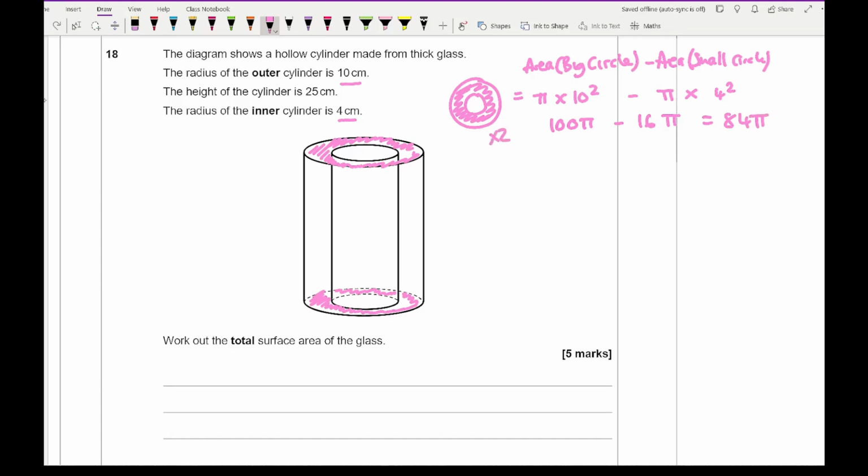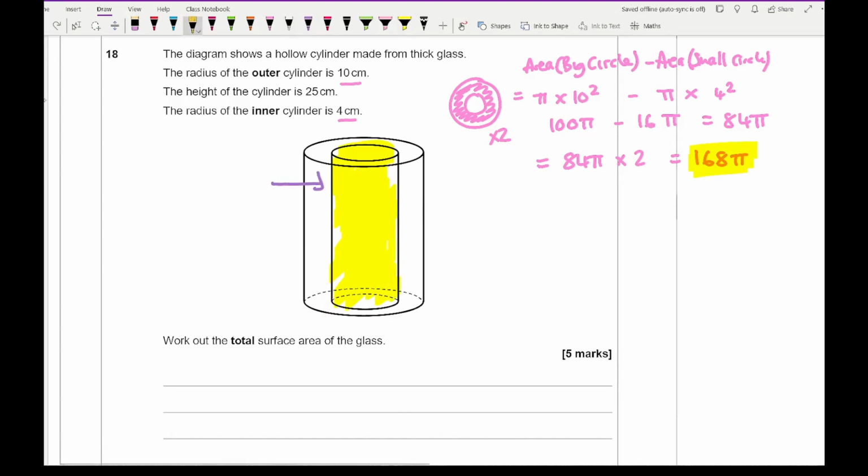Now we've got 2 of these, so then it's going to be 84 pi times 2, which is going to be 168 pi. And I'm just going to highlight that. The next thing for me to then work out is the inner tube. So let me just get rid of all of that to begin with. So what I need to do is work out what the inside of this is going to be. Now that's going to be a cylinder, when you break it down, is a rectangle.